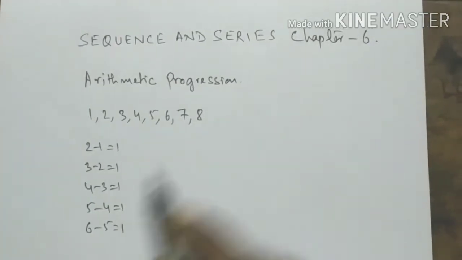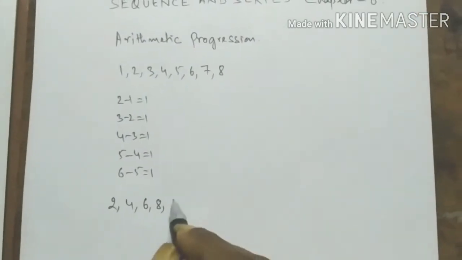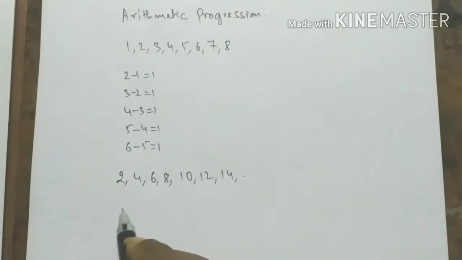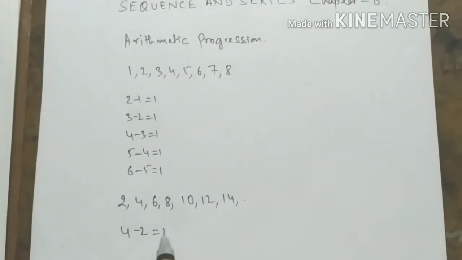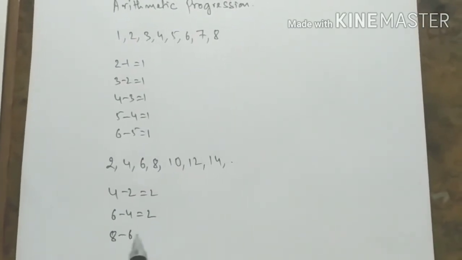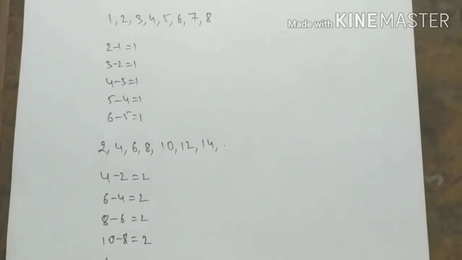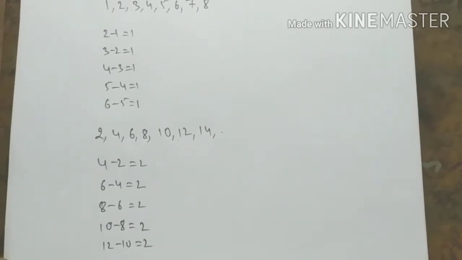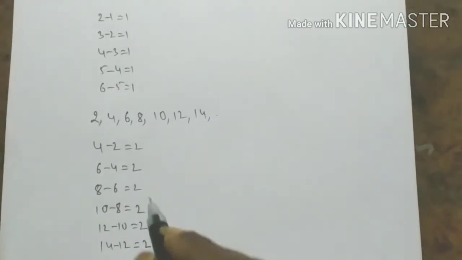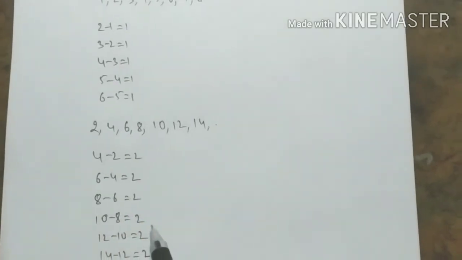Now again, let us take another example. 2, 4, 6, 8, 10, 12, 14. Here again, 4 minus 2, 2. 6 minus 4, 2. 8 minus 6, 2. 10 minus 8, 2. 12 minus 10, 2. 14 minus 12, 2. What do we find again? We find that the difference between two consecutive terms is 2, that is, it is constant.